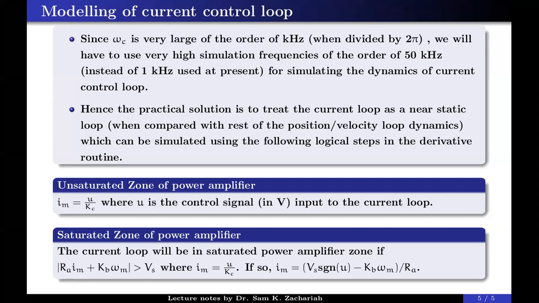The steps are like this: Im is equal to U by Kc, where U is the control signal voltage in the input current loop. In the saturation zone of the power amplifier, you can derive Ra into Im plus Kb into omega m. If this modulus value is greater than Vs, then you have to use Im is equal to U by Kc, and the Im value is Vs into signum function of U multiplied by Kb into omega m divided by Ra. So this one is the saturation block.